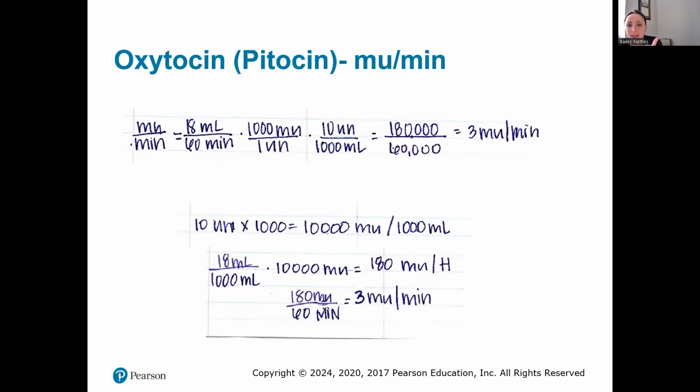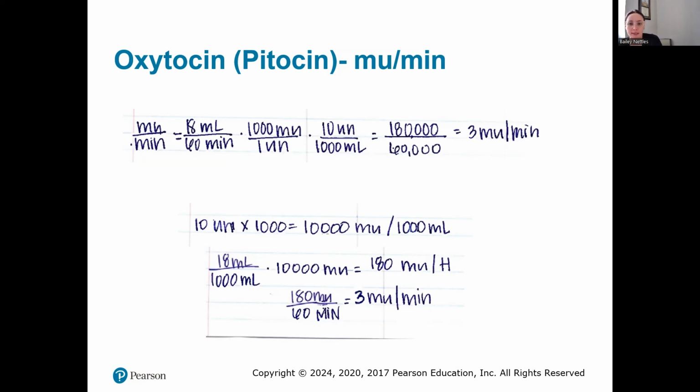I know next I need my conversion so that I set this up correct. So I know I have my microunits on top, which is why I put my 1,000 microunits over my 1 unit. And then I put my 10 units over 1,000 so that my units can cross out. I need my milliliters to cross out as well. So then I'm only left with the microunits over milliliters. I multiply across, divide, 3 microunits per minute.